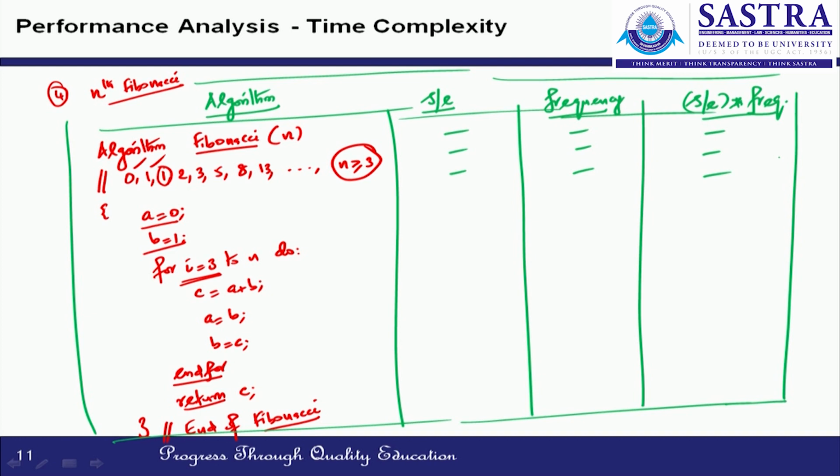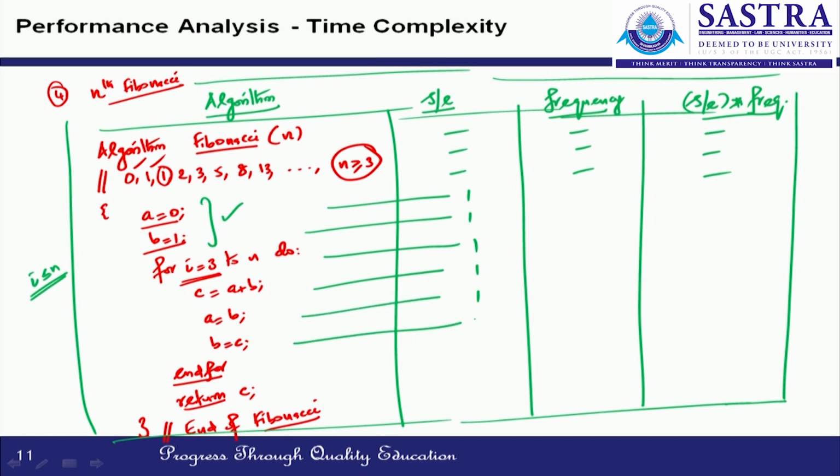Now, A is equal to 0, B is equal to 1. These are taken as simple assignment statements. So, A is equal to 0, 1 step per execution; B is equal to 1, 1 step per execution. Then for I is equal to 3 to n, we need to check if I is less than or equal to n. Checking if I is less than or equal to n is taken as 1 step per execution. Then C is equal to A plus B, 1 step; A is equal to B, 1 step; B is equal to C, 1 step. End for, dash; return C, 1 step per execution; closing curly brace, dash.